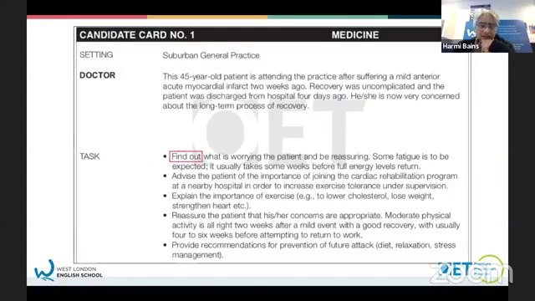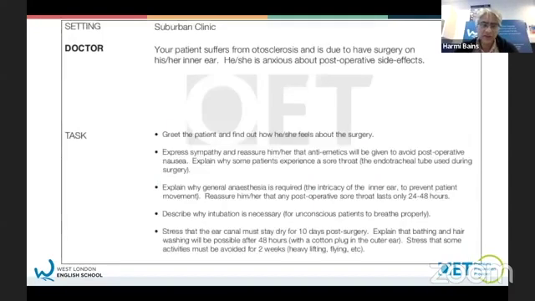Okay, here's another example. Again, you'll see it starts with find out, explain. This is a task, again, one of the tasks we looked at earlier, and reassurance. So these are very common themes in these tasks. Another one here, find out, explain, and reassure, quite common.